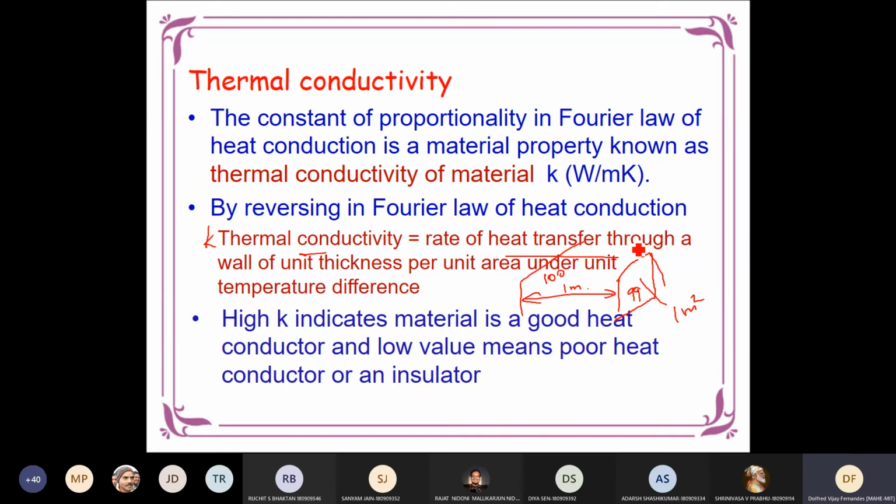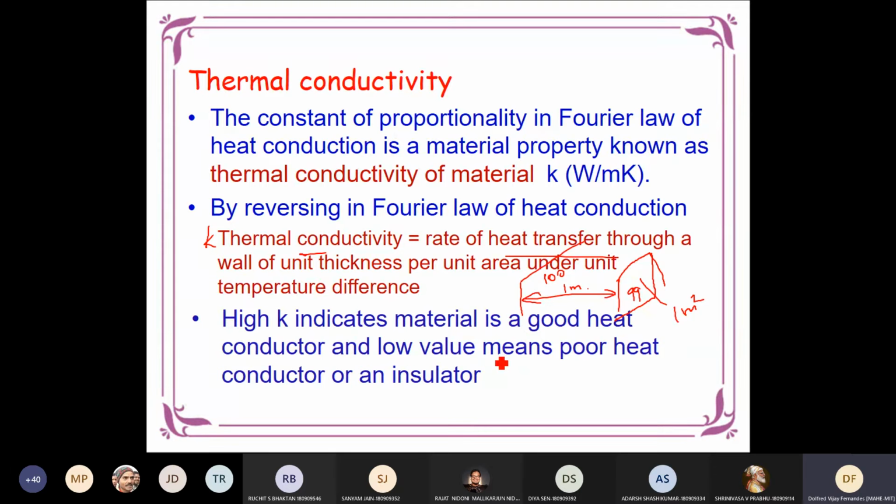So, the rate of heat transfer through a wall of unit thickness, per unit area, under unit temperature difference. A high K indicates the material is a good heat conductor, and that value will indicate whether the material is a conductor or a heat insulator.